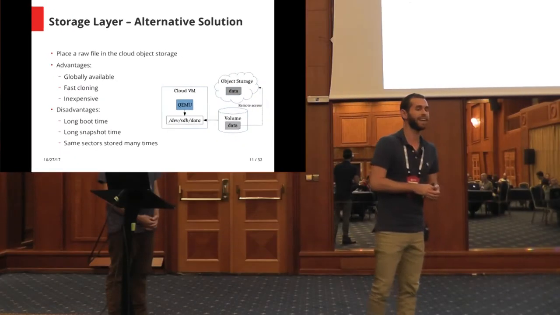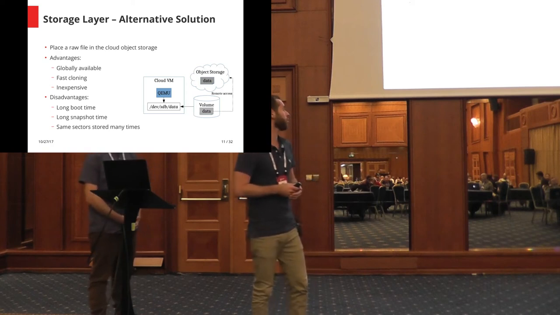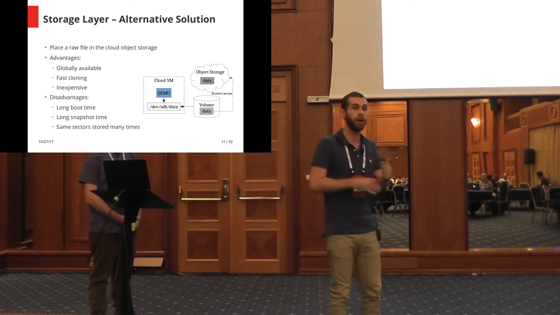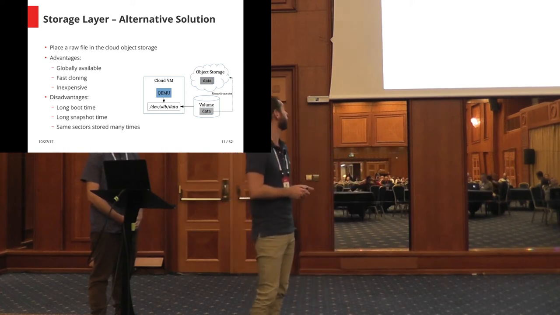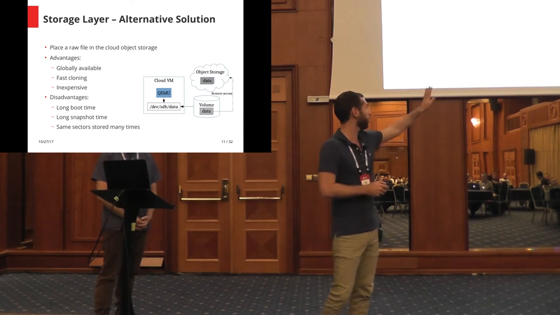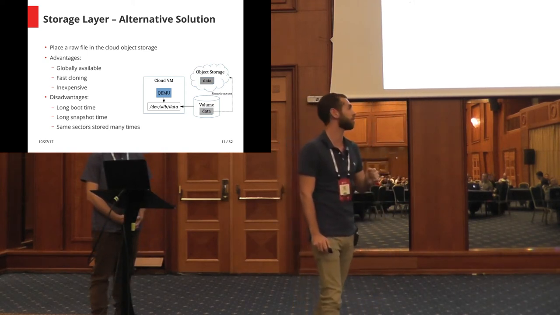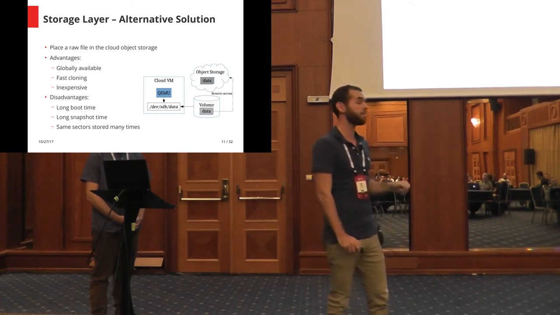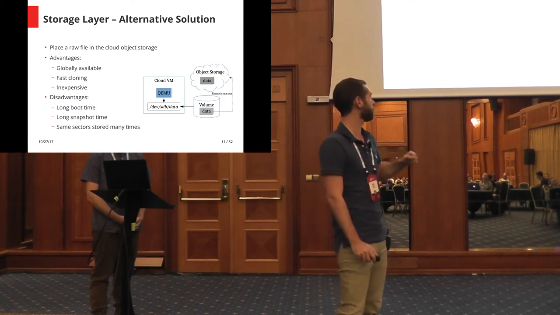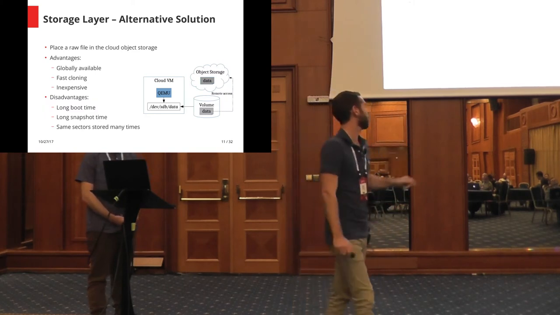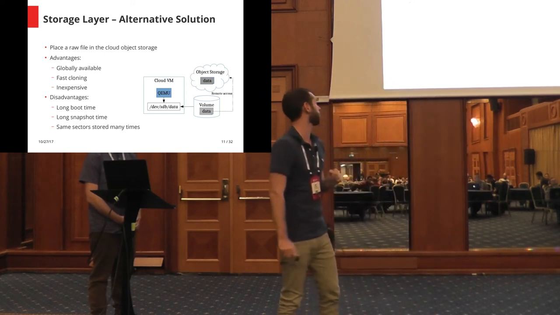We can place the data in the cloud's object storage, like the S3 of Amazon. The object storage is a persistent data storage meant to keep large amounts of data and to retrieve it globally and hopefully efficiently. So we can place the file in a raw format directly on the object storage, and then whenever the user starts the VM, we can download the data to an empty volume that we will attach to the VM when it starts, and then the process would be the same as the previous solution. Writes would be done locally, and when we're done, we can upload the file back to the object storage.